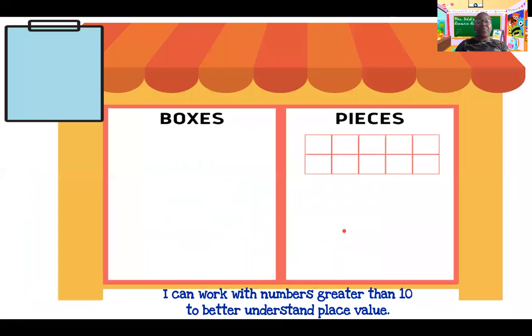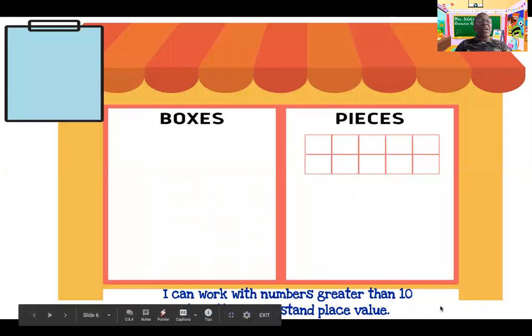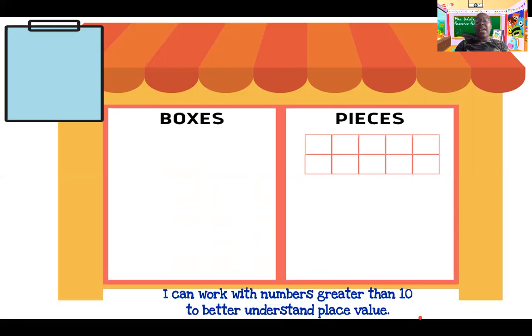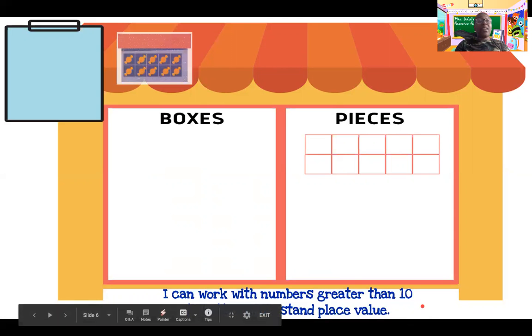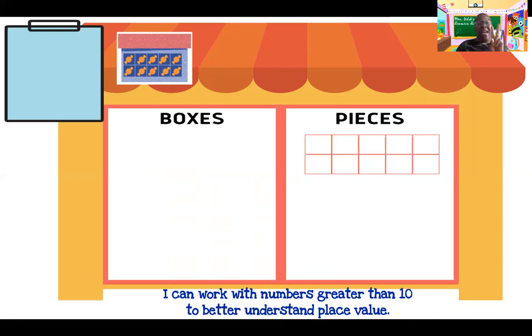Great job. All right, littles, we're going to do something just a little bit different today. Today, we are going to work with numbers greater than 10 to better understand place value. And we are going to do that by working in my candy shop. Now, in order to help me in my candy shop, there's a couple of things that you need to know. The first thing is that I sell candy in two different ways. I either sell candy by the box or I sell it by the piece.